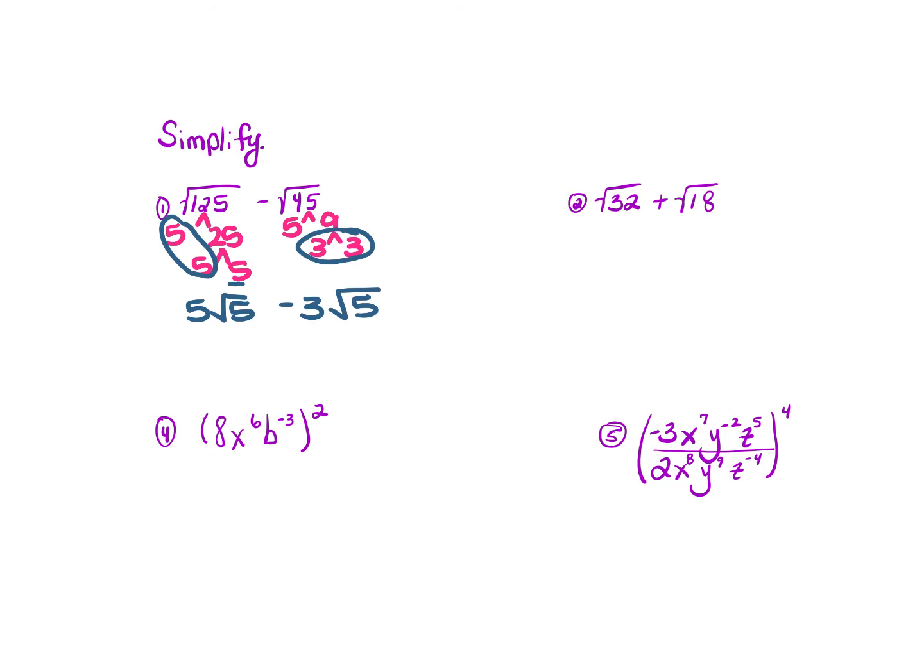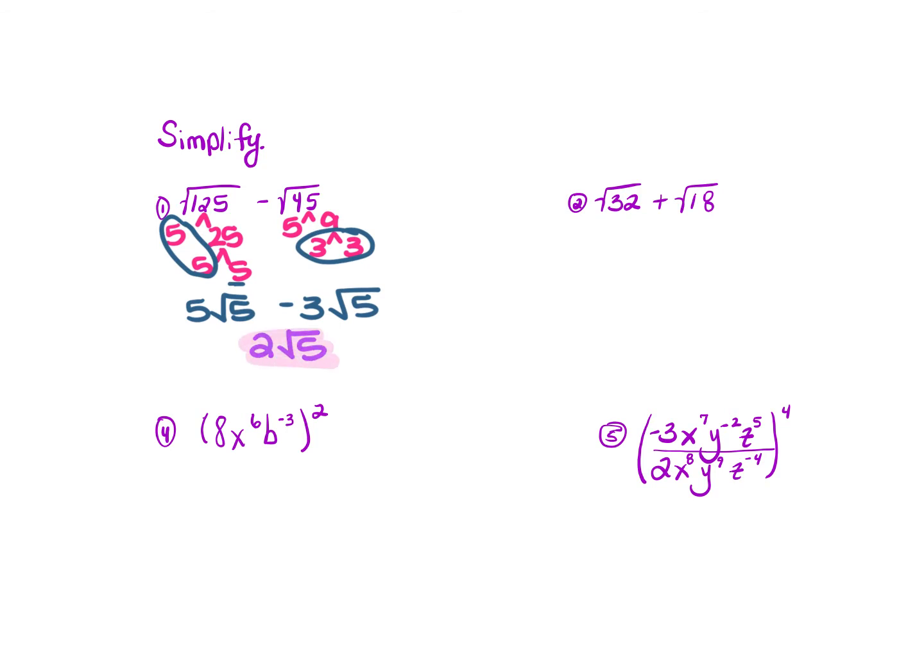These are considered like terms because they both have the square root of 5 attached to them. So you are going to combine what's in front and keep the radical. So 5 minus 3 gives us 2. Keep the square root of 5. That's just 2 square root 5.